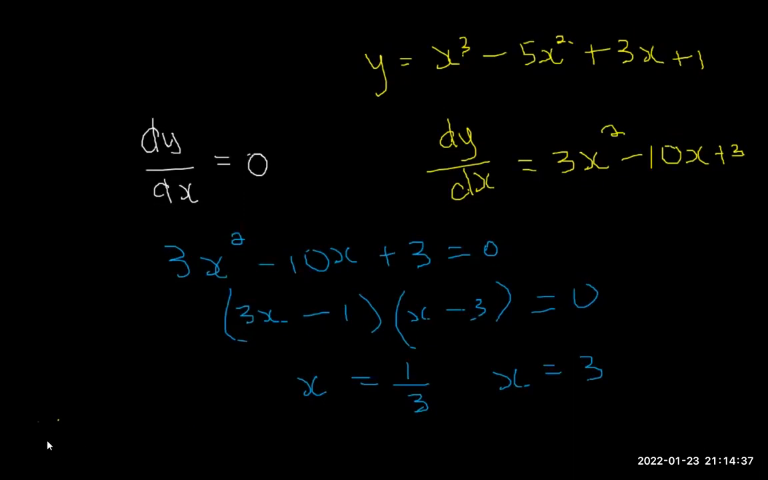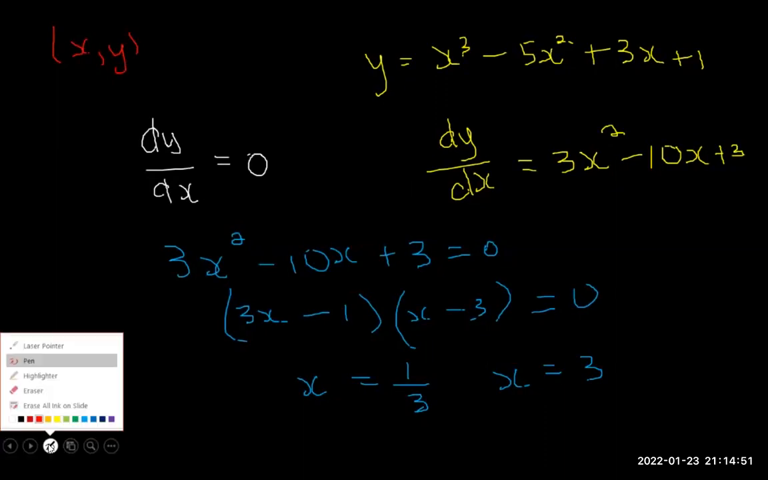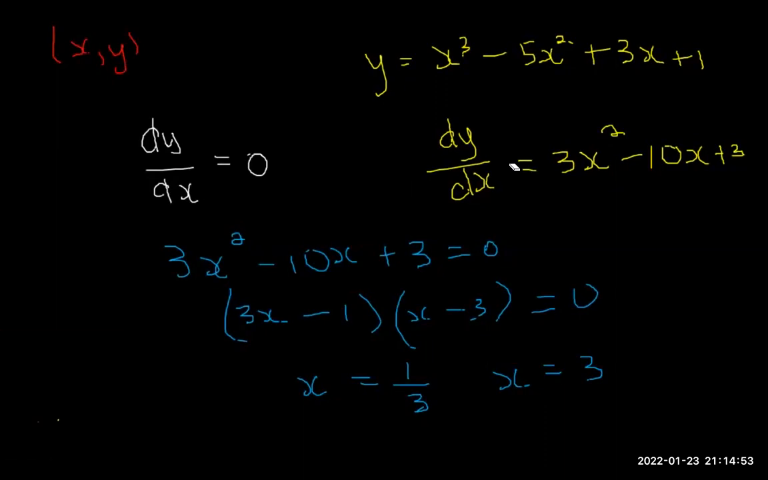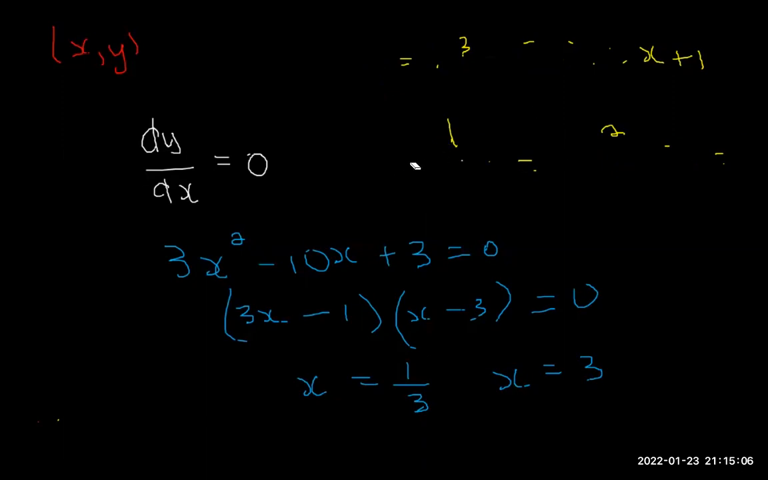But that's just the x values of my coordinates. I need to find y. You might be wondering, but why do I need to do that? Well, a coordinate is in the form x, y. We know the x values, but now we need to find out what the y values are. Anybody has any idea how we would find the y values of the coordinates? We plug the x values into the equation.